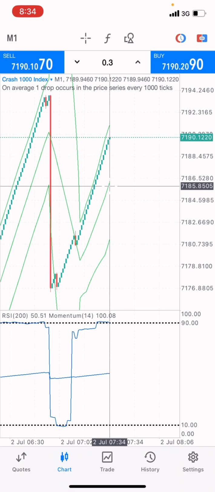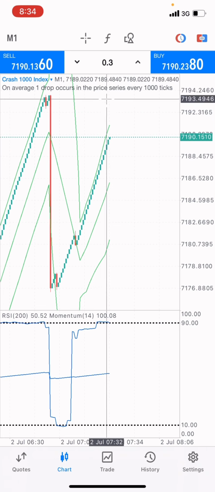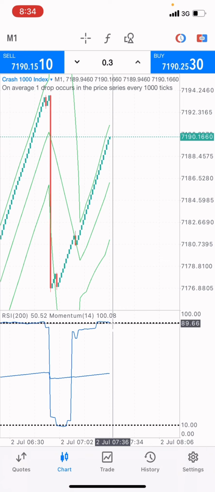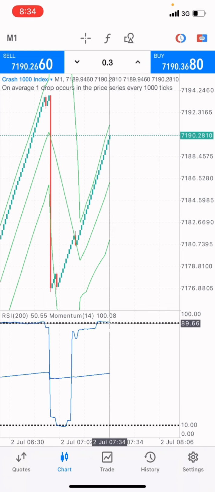It has been on an uptrend, and you see at this point it's almost at the resistance level, and it's going to spike. It's going to spike at any given point from now, and when it spikes, it's going to spike at the left side of the momentum.